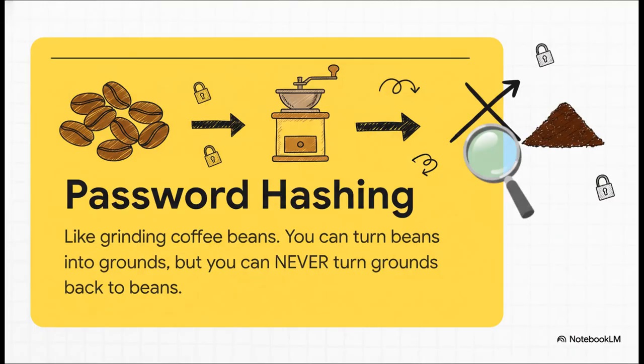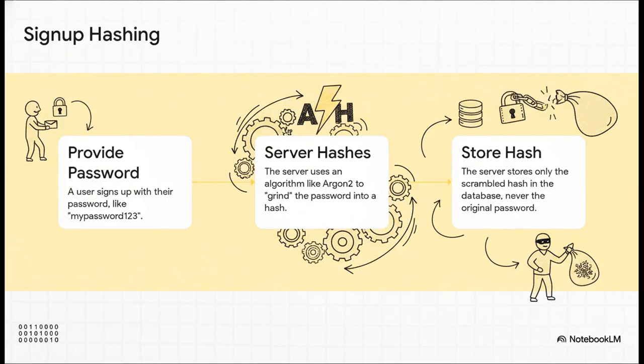This is just a brilliant analogy because it gets to the heart of what hashing is all about. It's an irreversible process. Once you take your password, that's the coffee bean, and you grind it down into a hash, the coffee grounds, there is absolutely no way to turn it back into the original bean. It's a one-way trip. So here's what happens. When you sign up for a service, you give them your password. The server immediately throws it into that coffee grinder, a hashing algorithm, and it stores only the scrambled up grounds. Your actual password? It's never even saved.